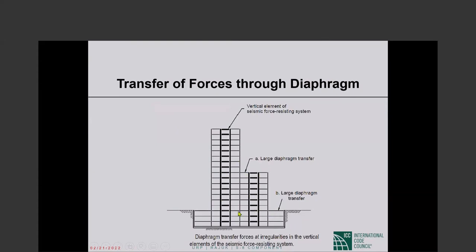At the bottom, okay, there is huge story shear, huge base shear that will be resisted by the walls of the basement. But the shear has to go to the walls of the basement via the podium slab, and maybe there are other diaphragms below that are also transfer diaphragms.